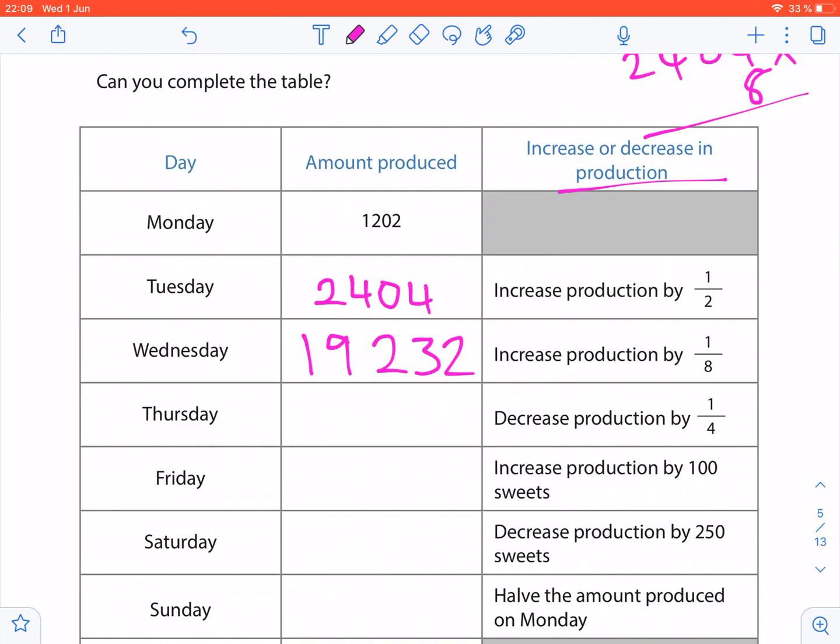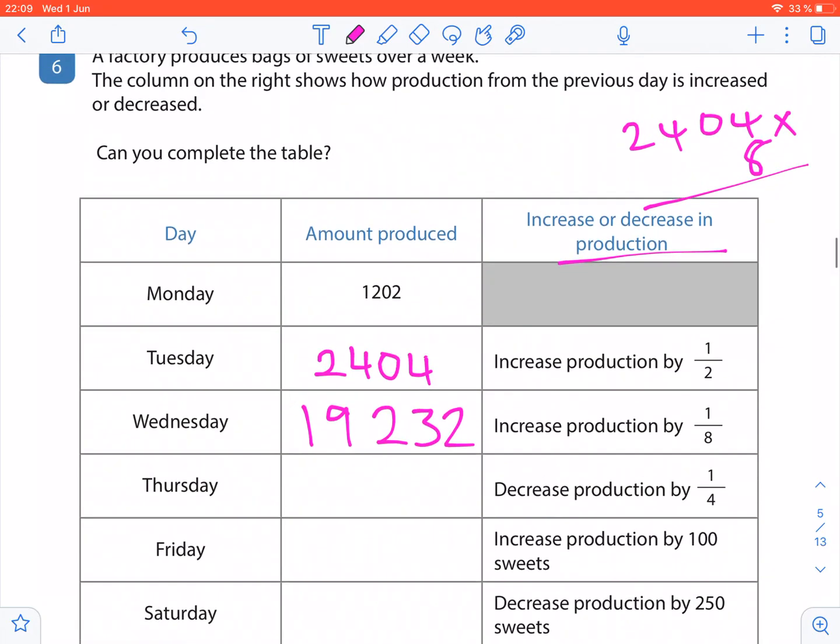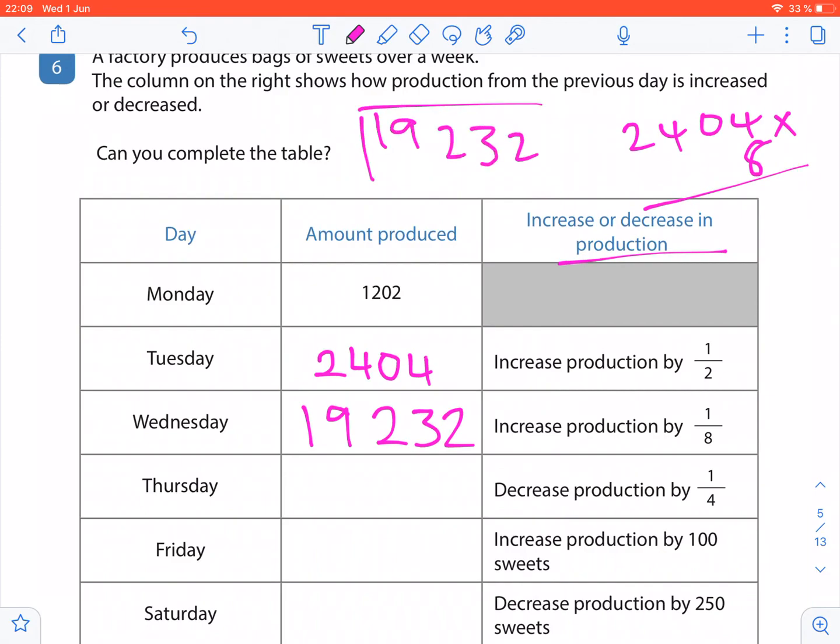Then it decreased by a quarter, so then we're going to divide by 4. So 19,232. You can do the bus stop, divide by 4. How many 4s fall into 19? There are 4, remainder 3. How many fall into 32? 8. How many fall into 3? 0. Remainder 3. How many fall into 32? 8. So 4,808.